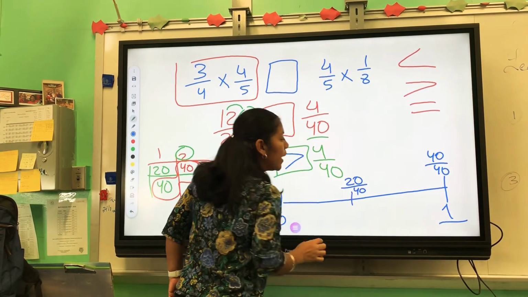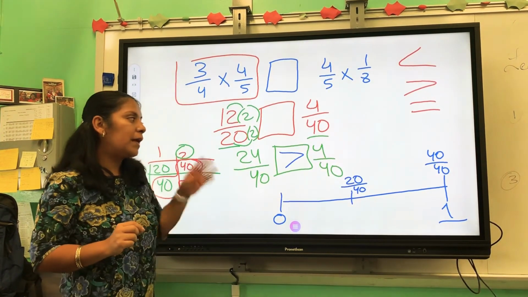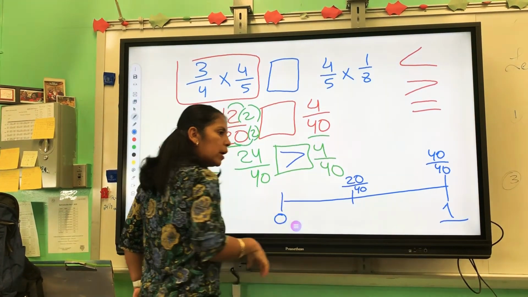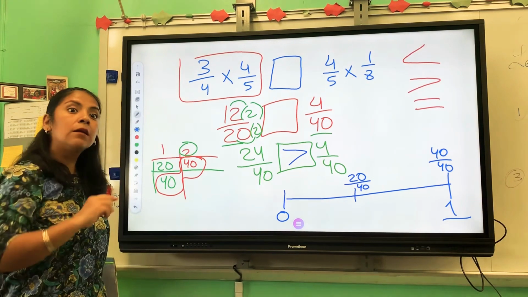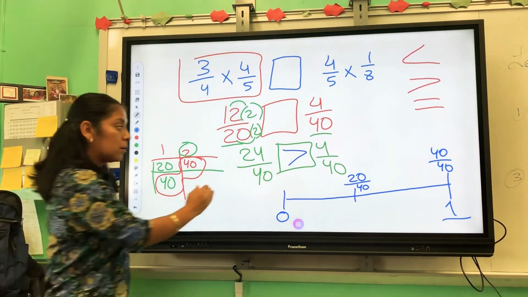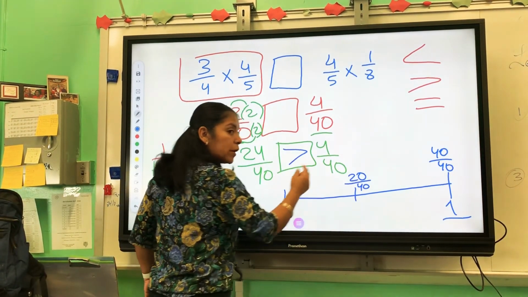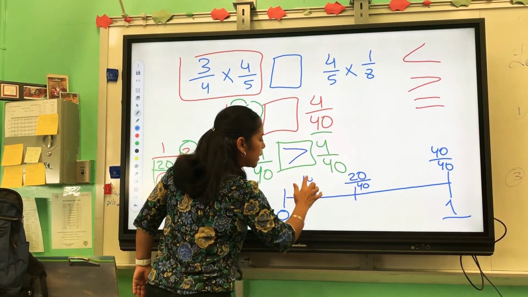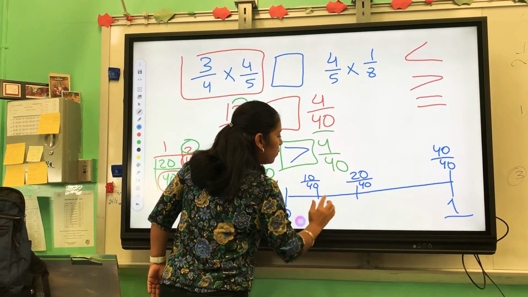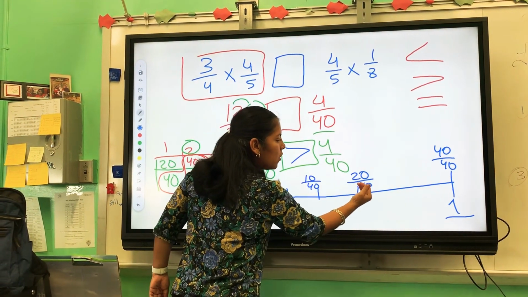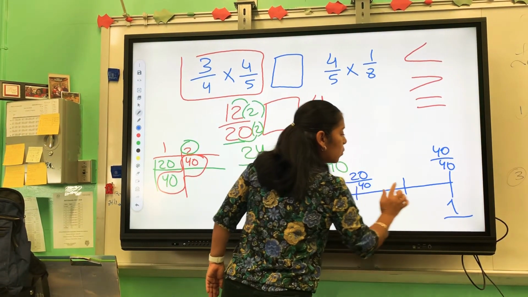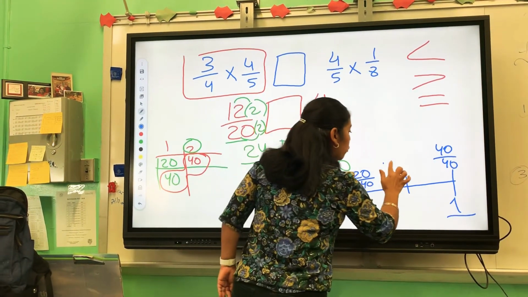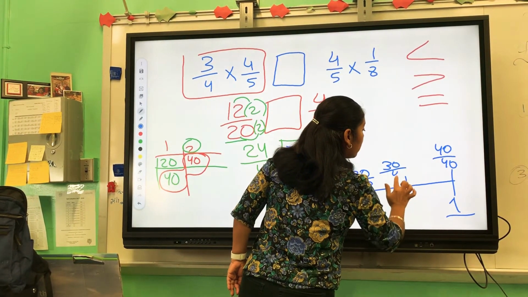20/40. So if I'm thinking about 20/40, what would I have here between my 0 and my 20/40? What would be my fraction? 10/40. Very good. So now, between my 20/40 and my 40/40, what will be my fraction? 30/40. So now, listen to what I'm going to say.